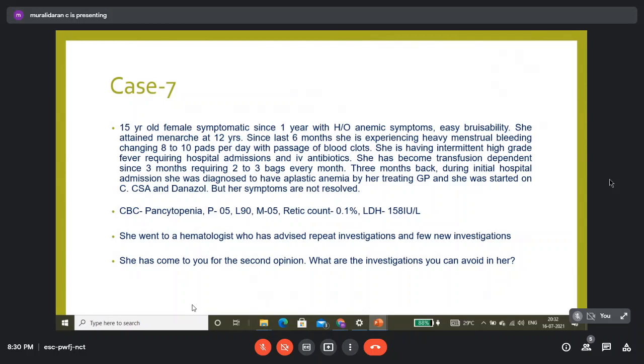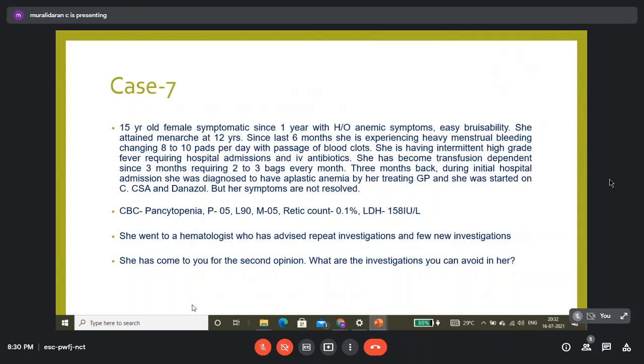So when she came to us, she had pancytopenia, and she had predominantly lymphocytes in the peripheral blood. Retic is 0.1 and LDH is low. Some hematologists have seen her and advised some repeat investigations. Now she has come to us for a second opinion. So there is a list of blood tests that have been advised.